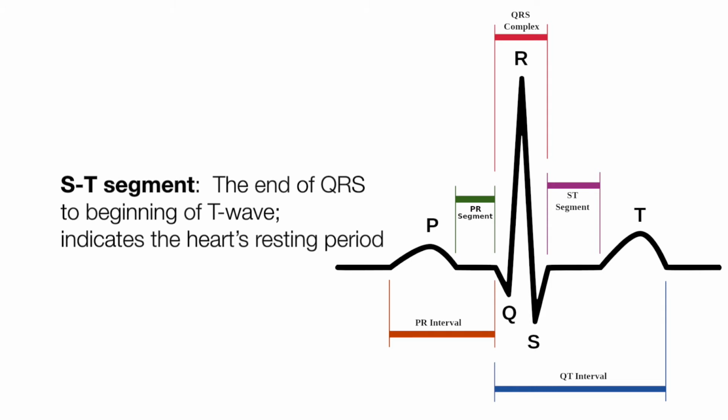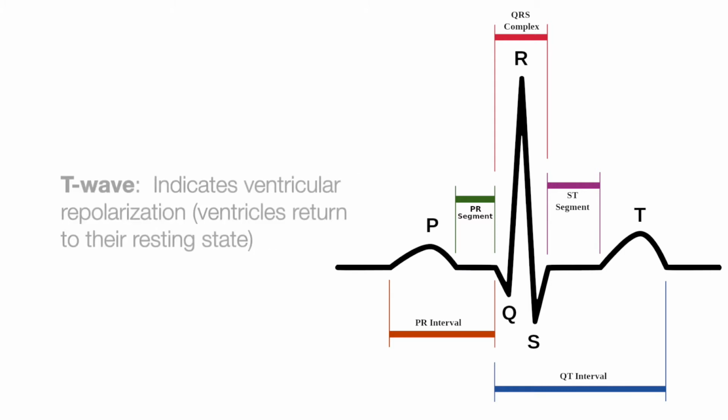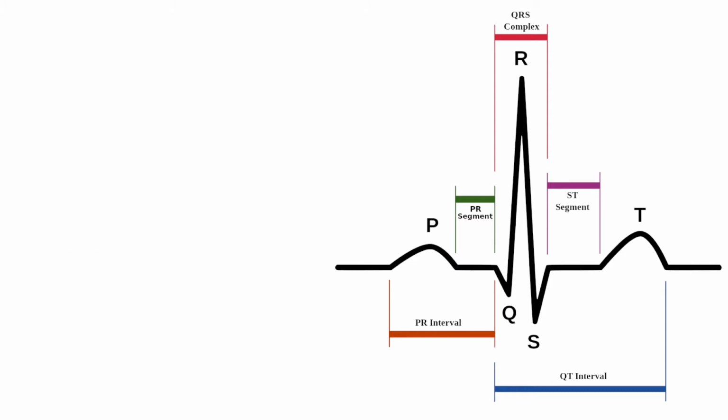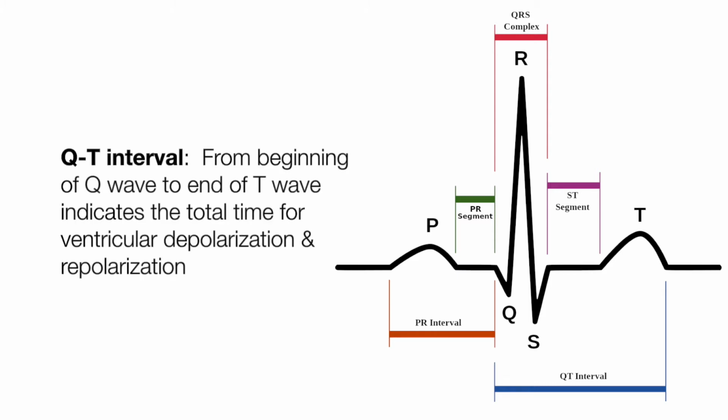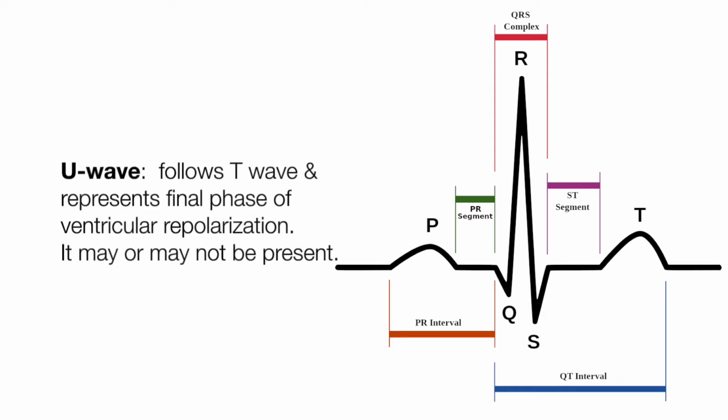The ST segment is the end of the QRS to the beginning of the T wave. It indicates the heart's resting period. The T wave indicates ventricular repolarization. The ventricles return to their resting state. The QT interval is from the beginning of the Q wave to the end of the T wave. It indicates the total time for ventricular depolarization and repolarization. The U wave follows the T wave and represents the final phase of ventricular repolarization, and it may or may not be present.